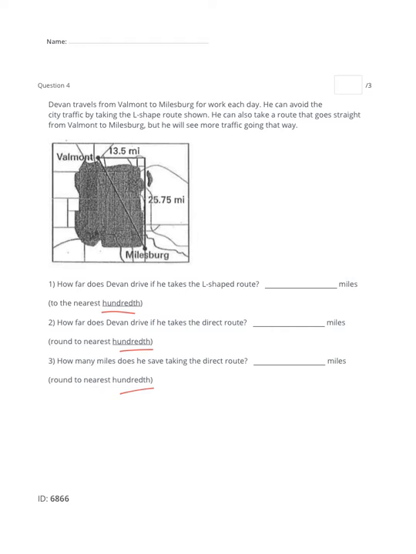But otherwise, very much like problems we've done, you can see in here that between the two cities, Valmont and Milesburg, I can notice that there's the L route, which is going east first and then south, or I can go right between the two cities from Valmont to Milesburg. So, of course, that's making a right triangle, and then from that, you're going to answer the questions using the Pythagorean theorem and just using some number sense as well.